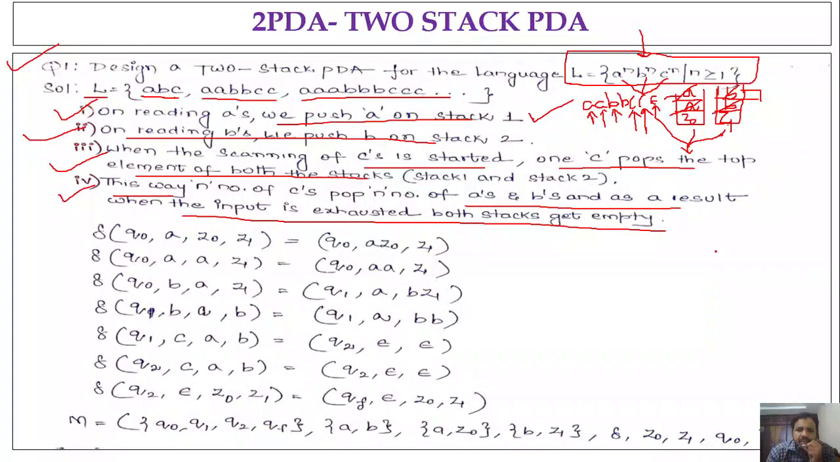Okay, so here the stack empty means when we get an epsilon, the top of the stack 1 is having Z0 and top of the stack 2 is having Z1, right? So at this particular moment, we will go to the final state. Okay, so here how do we write the transition function?